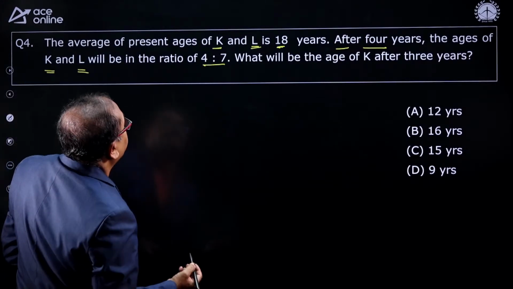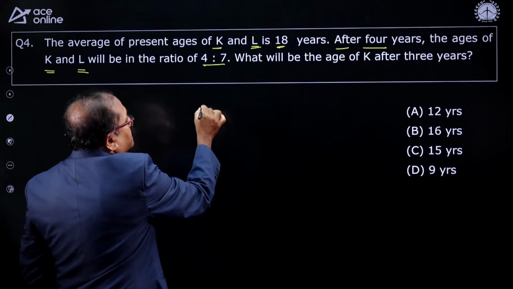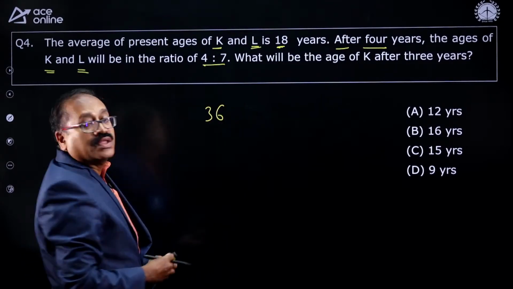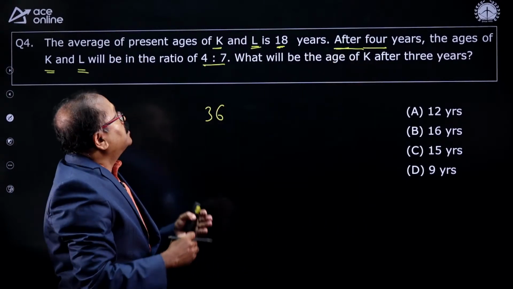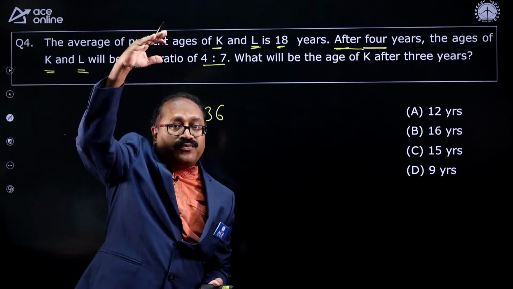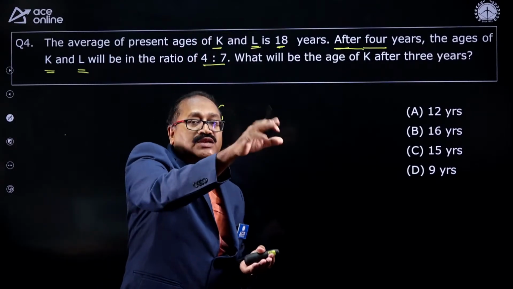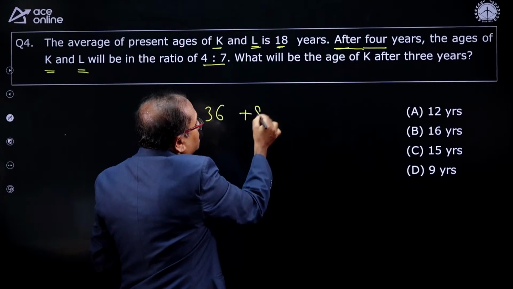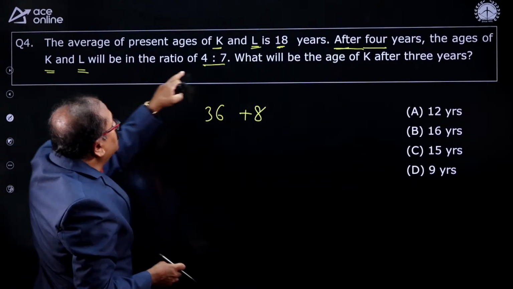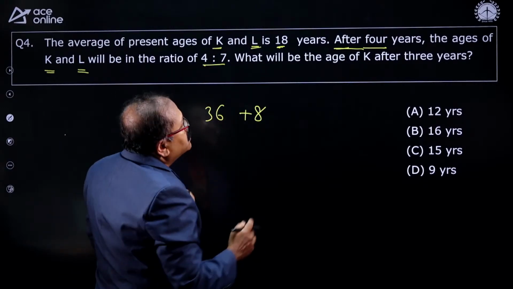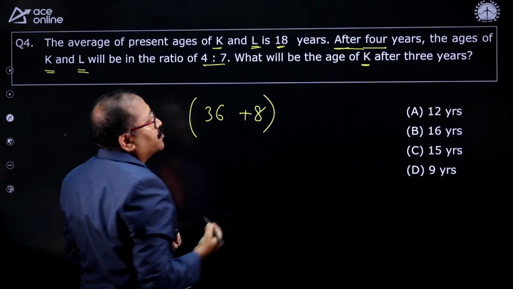See the solution here. Now the present average is 18. The total will be 18 into 2, that is 36. Now what will be their age after 4 years? K's age will increase by 4. L's age will increase by 4. That means the total will increase by 4 plus 4, 8. So add 8 over here. And after 4 years, their age ratio is 4:7. I need to find out K's age. So this is after 4 years.